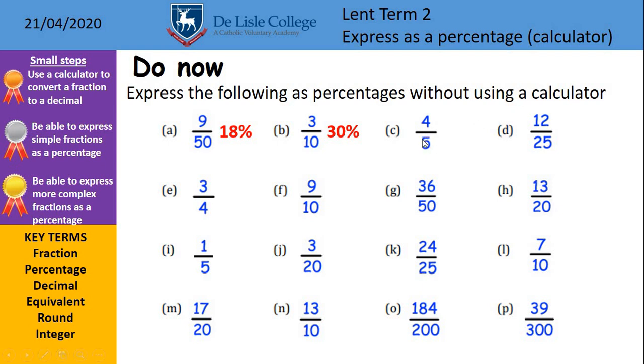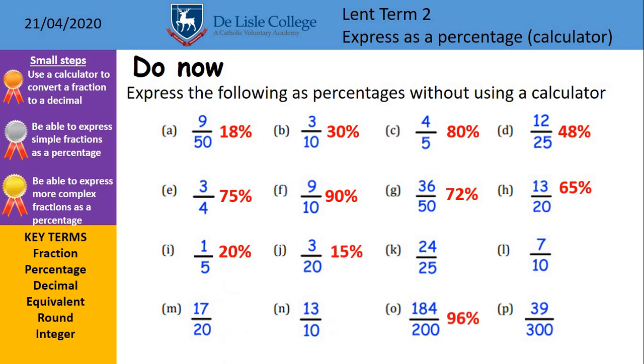So to get from 5 to 100, we would multiply by 20. So this would give us 80%. For 25ths, we'd multiply by 4 to give us 48%. 3/4, hopefully you know anyway, is 75%, but multiplying by 25 would also give us this result. Just flitting through the rest of the answers then. So for F, 90%, G, 72%, H, 65%, I, 20%, J, 15%, K, 96%, L, 70%, M, 85%, N, 130%.